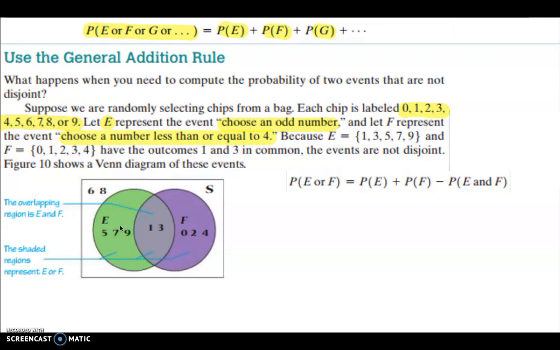Hopefully you can see there are going to be some odd numbers that are less than or equal to 4, so we are going to have some overlap, and that's why they're not disjoint. E is all of our odds: 1, 3, 5, 7, 9. F is everything less than or equal to 4: 0, 1, 2, 3, 4. They have a couple of outcomes in common, 1 and 3, so they're definitely not disjoint. When we draw our Venn diagram, notice that 1 and 3 are in this overlap.